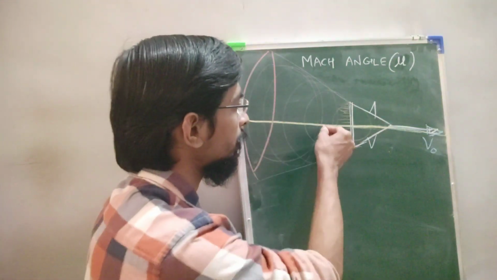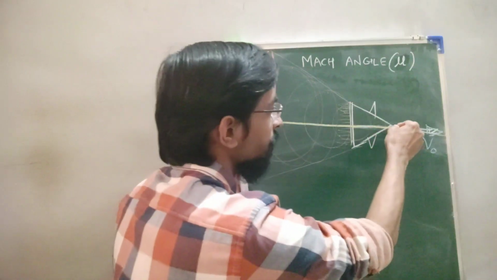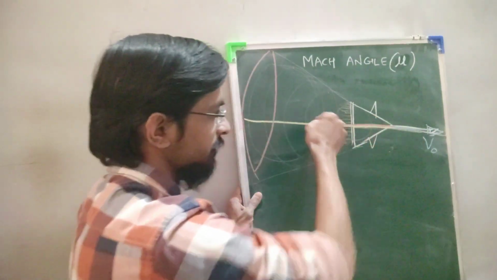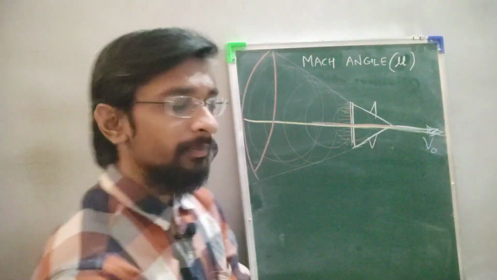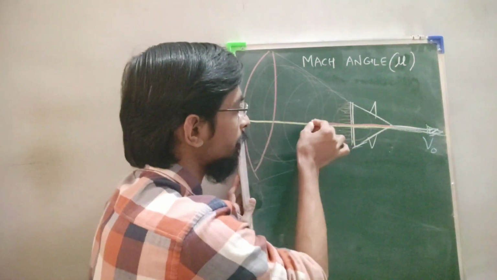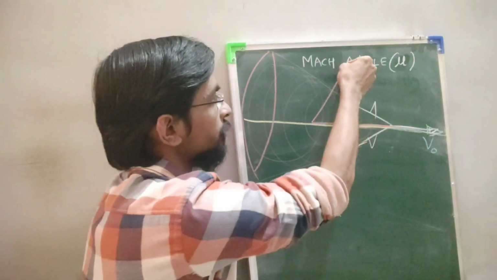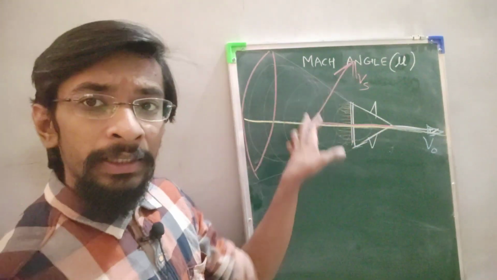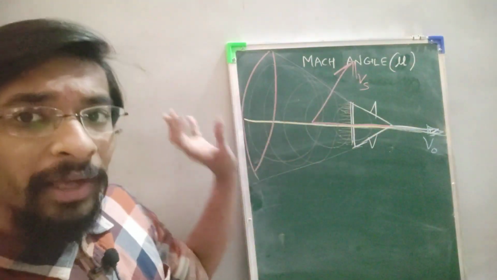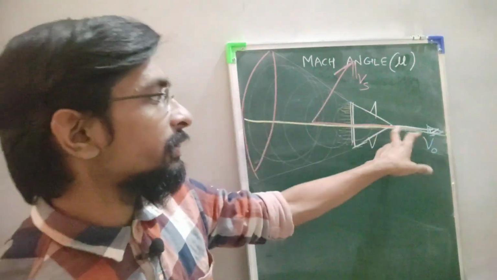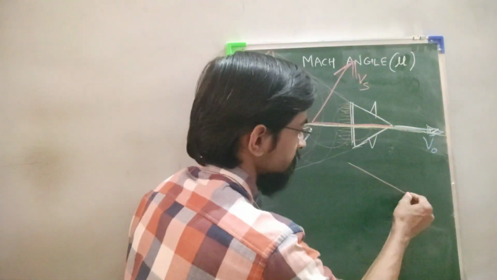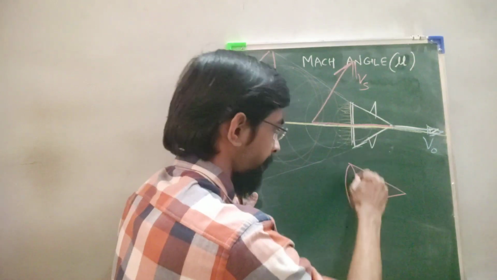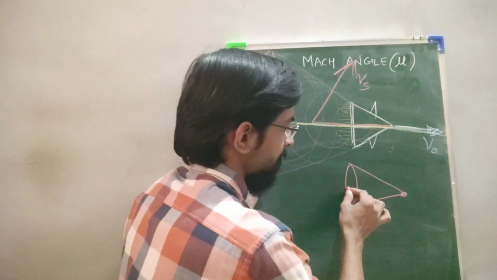In the normal direction, if this is the path, the velocity of the object, perpendicular to it will be this way, there will be the velocity of sound. Because all these wavefronts are moving backwards, we are getting the cone, and this is the apex.